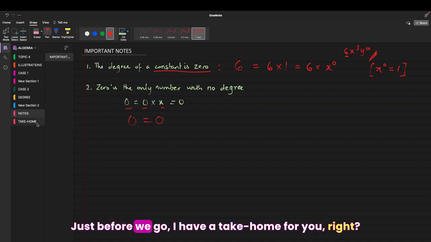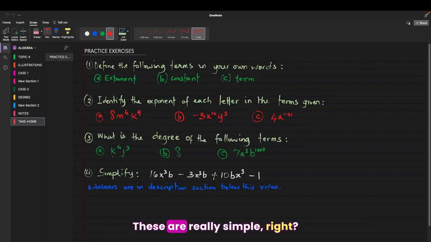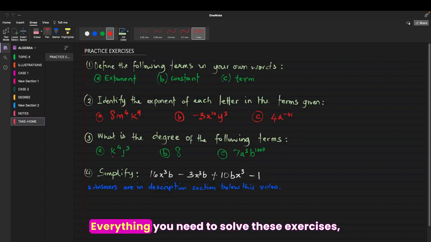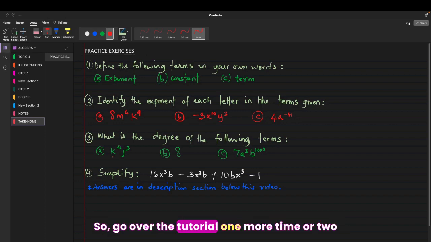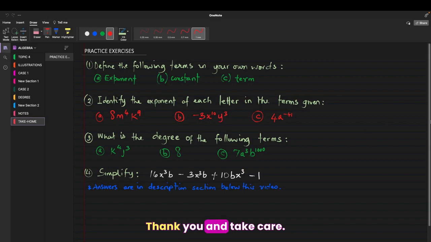Okay, just before we go, I have a take home for you, right? These are really very simple, right? Everything you need to solve these exercises has been taught in this tutorial. So go over the tutorial one more time or two more times so that you can get the concepts down. And I'll put the answers to this in the description section below this video. Thank you and take care.